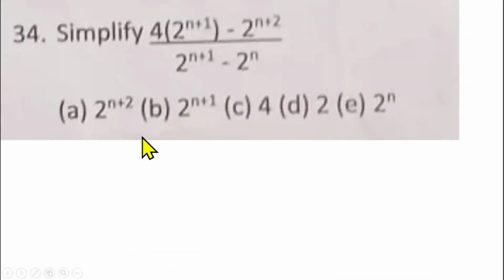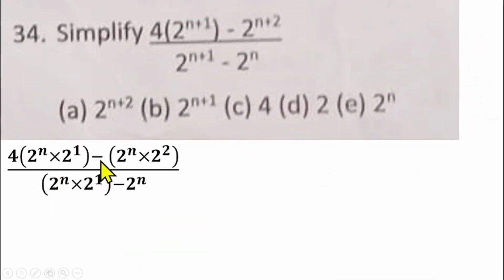Question number 34, we have to simplify this. We're having 4 into 2 raised to the power n plus 1 minus 2 raised to the power n plus 2 over 2 raised to the power n plus 1 minus 2 raised to the power n. So what can we do? We can simplify the bracket here using the indices. So 2 raised to the power n plus 1 can be split using the first law, that it's going to be 2 raised to the power n times 2 raised to the power 1, because if you apply the first law here, you're going to get this one back.